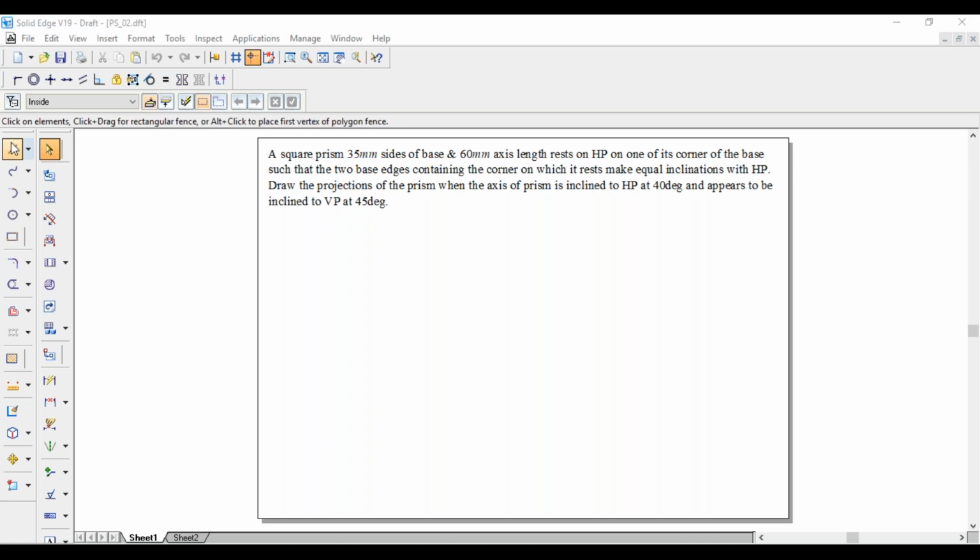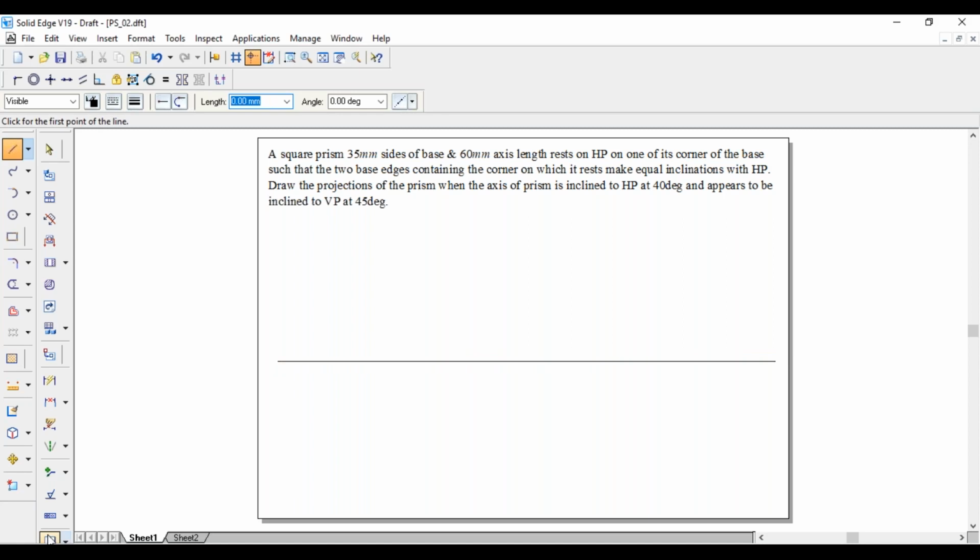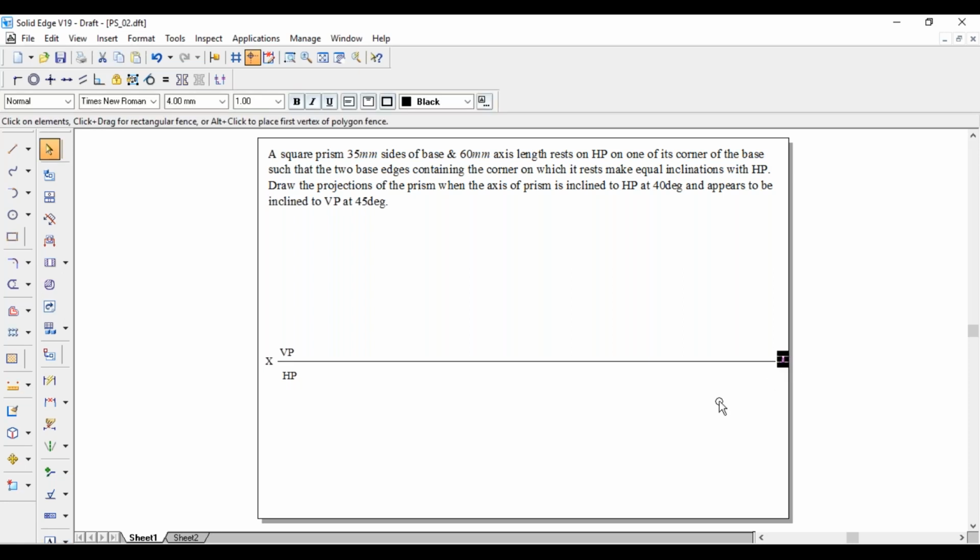Draw the horizontal line. Name it as XY VP HP. Now this square prism is resting on one of its corner of the base. So construct a square of 35 mm side in HP. Make sure that it is resting on corner.